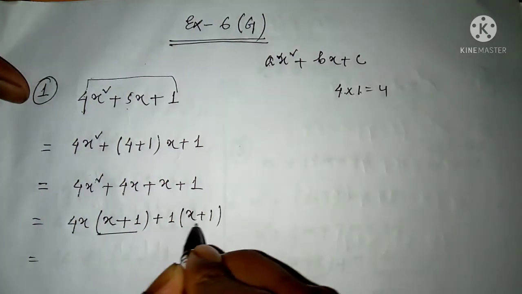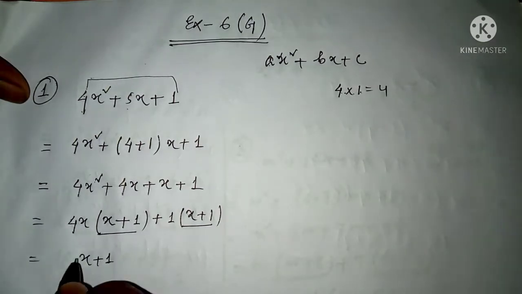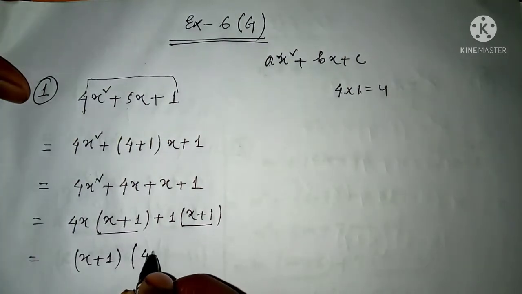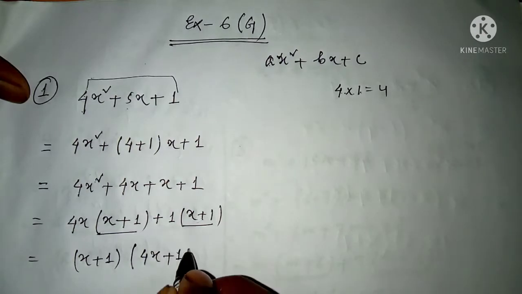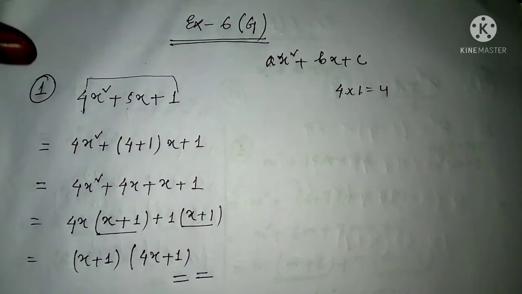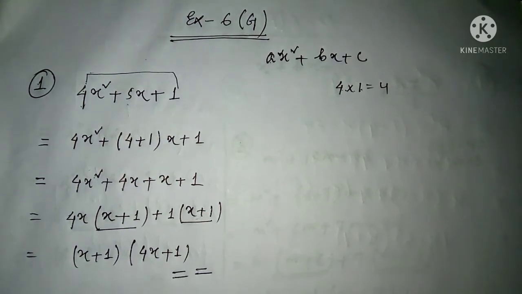Now see, x plus 1, x plus 1, these two are matching, then you take x plus 1 as common. From here x plus 1 is taken out, so 4x will remain here. From here also x plus 1 is taken out, so plus 1 will remain here. So this is our answer to the first question, and we have learned how to solve a question of the form ax square plus bx plus c.